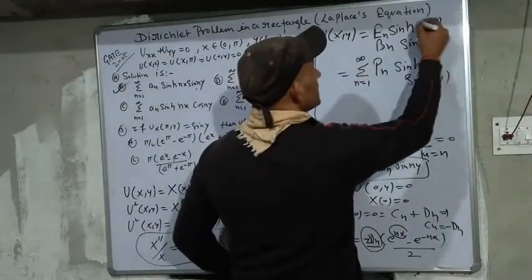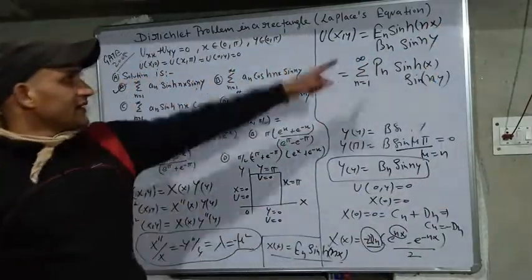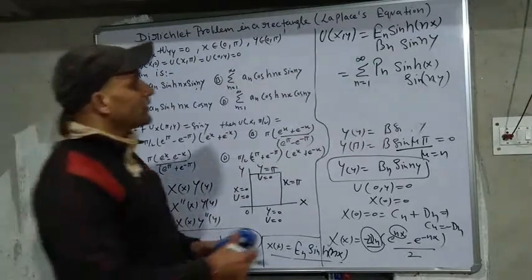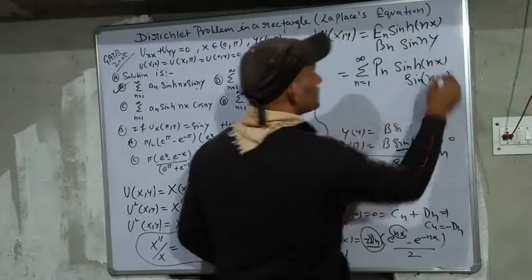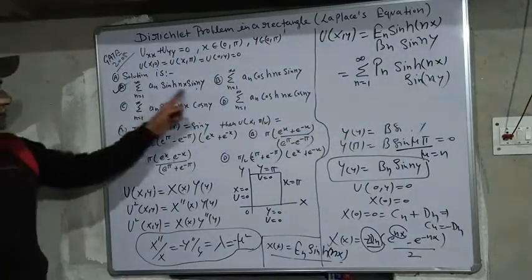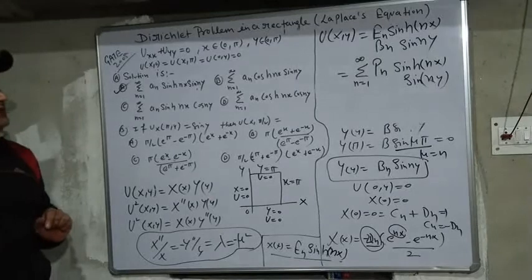You must write it, we forgot it. Again you will write sine hyperbolic nx. So this is your solution. I think that you understand.